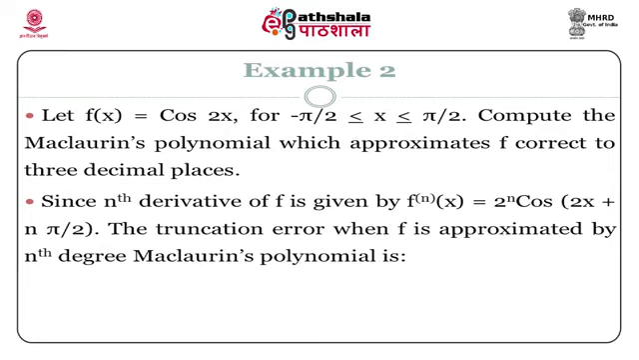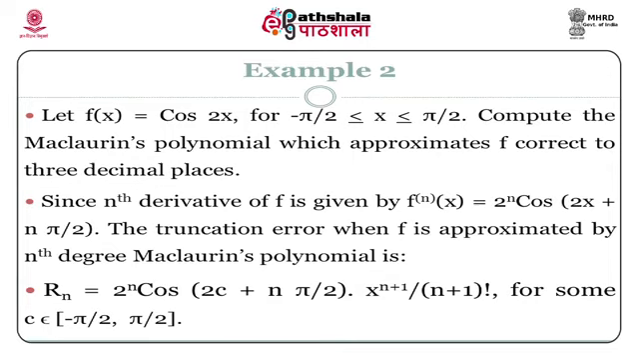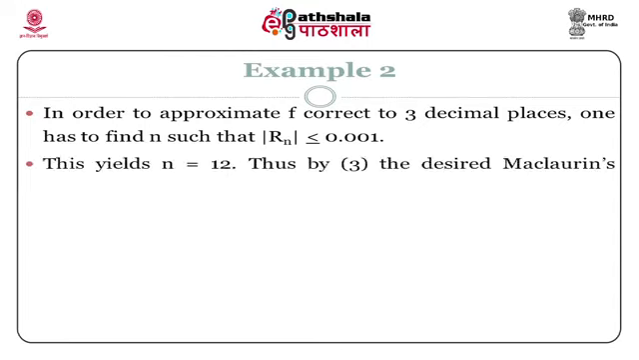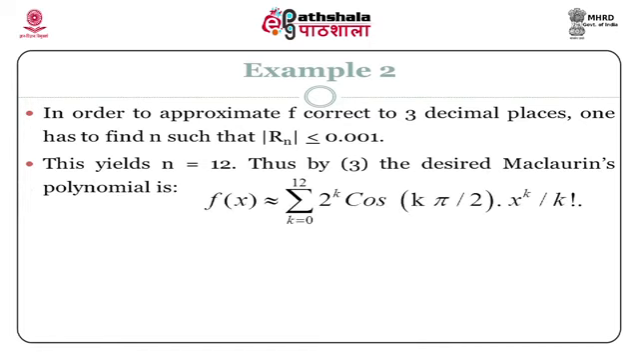Since the nth derivative of f in this case is given by f^(n)(x) equal to 2 raised to n into cos(2x plus n pi by 2), the truncation error when f is approximated by the nth degree Maclaurin polynomial is R_n equal to 2 raised to n into cos(2c plus n pi by 2) into x raised to n plus 1 upon (n plus 1) factorial, for some c belonging to minus pi by 2 to pi by 2. In order to approximate f correct to 3 decimal places, one has to find n such that mod R_n is less than or equal to 0.001. This yields n equal to 12. We can compute that and you can see that n will be equal to 12.